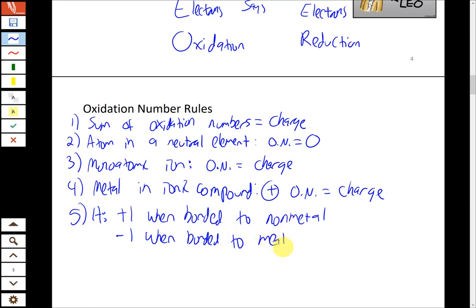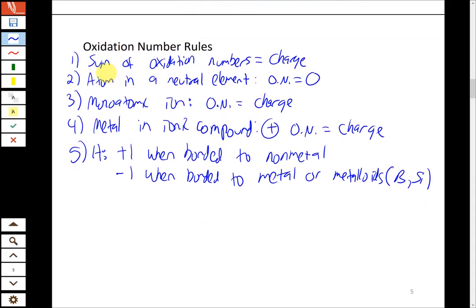So if it's bonded to a metal, it's called a metal hydride compound. It's a kind of ionic compound, but not one we've talked about a lot or will talk about a lot. But when it's bonded to a metal, or also to metalloids, hydrogen has a -1 oxidation state. Classic examples being boron and silicon. So when hydrogen is bonded to those, it is -1. But in most cases, for the types of things we'll work with, hydrogen is +1.